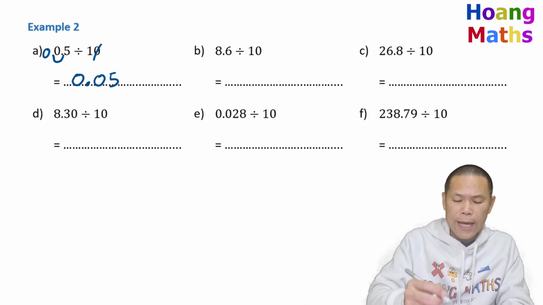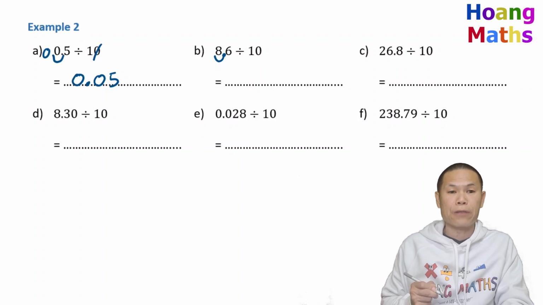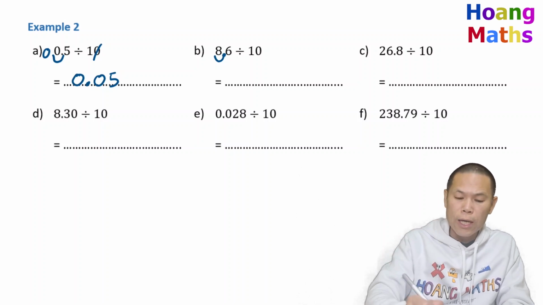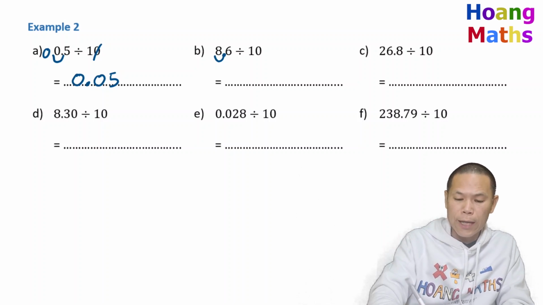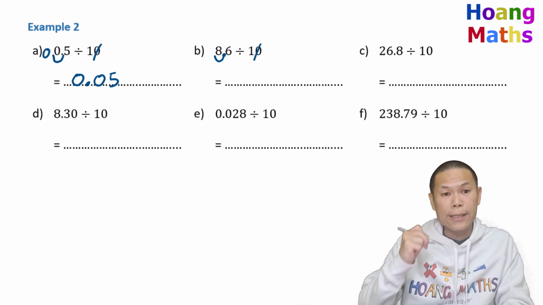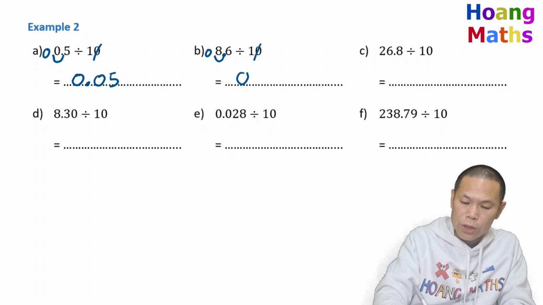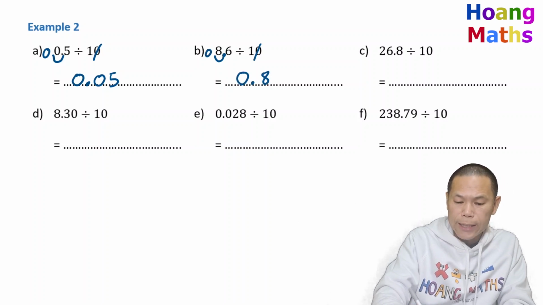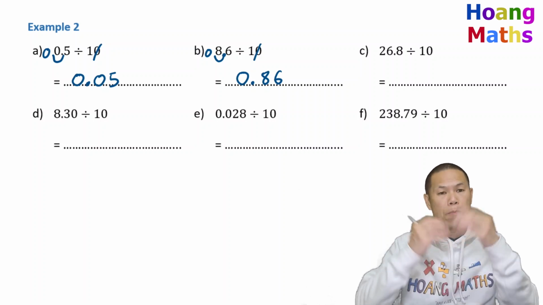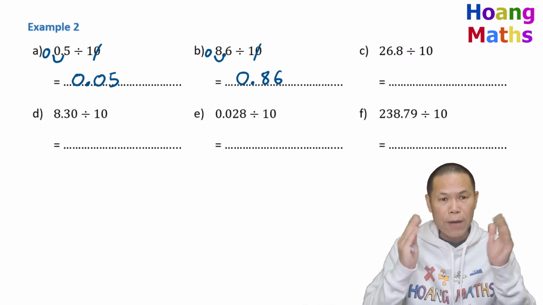8.6 divided by 10, again, this decimal point here, we move 1 to the left because we know that the answer should be less than 8.6, okay? So cancel the 0 out. So the answer is .86. Again, we just put a 0 in front here. So it becomes 0.86.